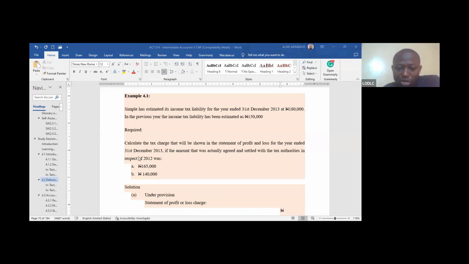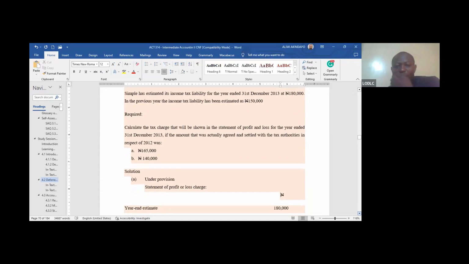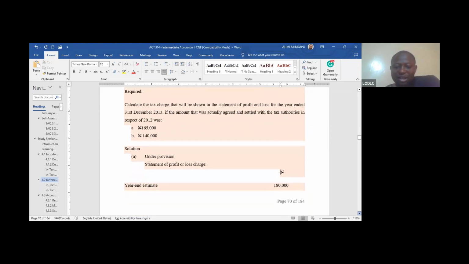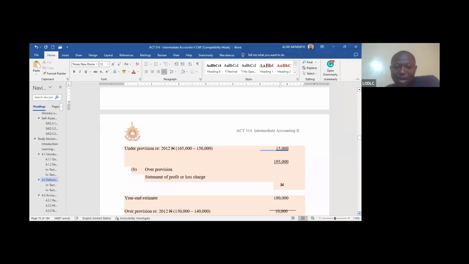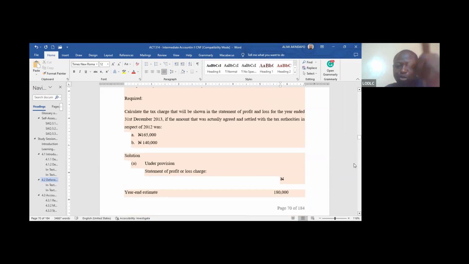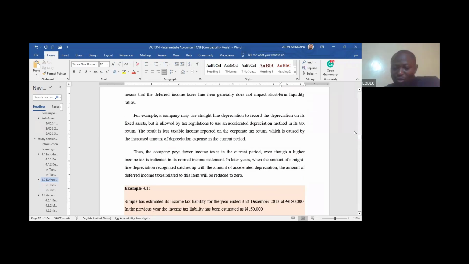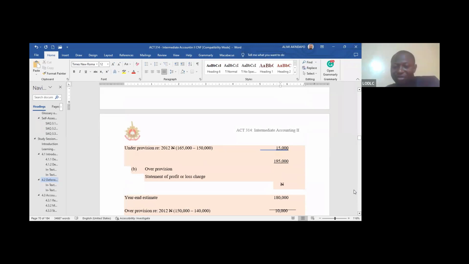So the second one, we have over provision in 2012. In 2012, what was agreed with the tax authority is 140,000. And what was estimated is 180,000. So in that case, we have under provision of 50,000, which should be added back to the amount that was estimated, which is 180. 180 plus 50,000, we have 195. That's why we got 195,000 here.